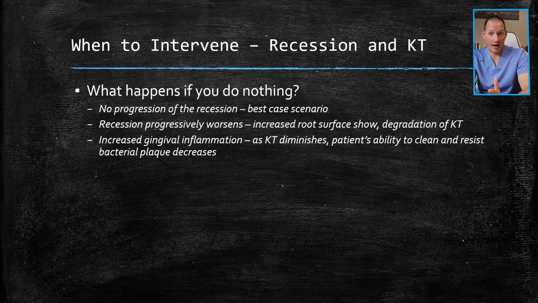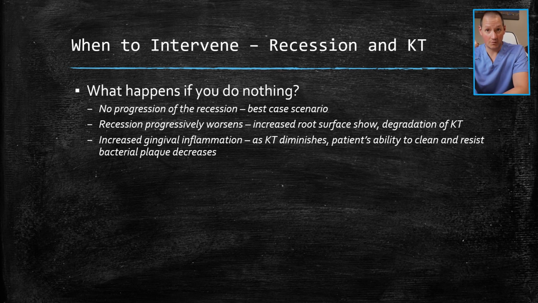Well, there's a couple things, right? Obviously, if your patient has recession, or has no KT and some inflammation, the best case scenario is there's no worse progression of recession, right? Everything just kind of stays the same. That's probably the best case scenario. But in reality, what could also happen is the recession could progressively get worse, right? We could have increased root surface show. So aesthetically, you could have a result where the patient just doesn't like what they see and it continues to get worse. We also are going to have a degradation of that KT width as the recession gets worse.